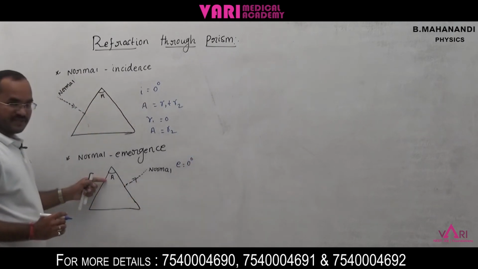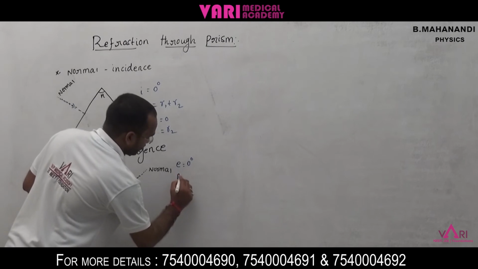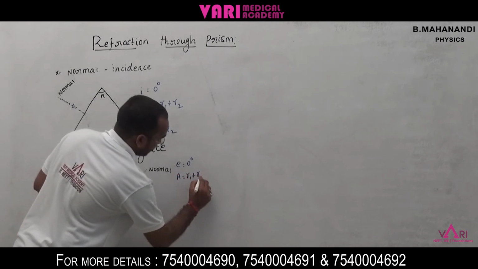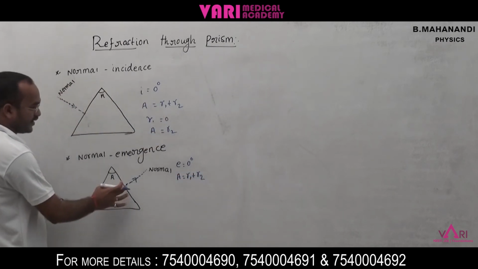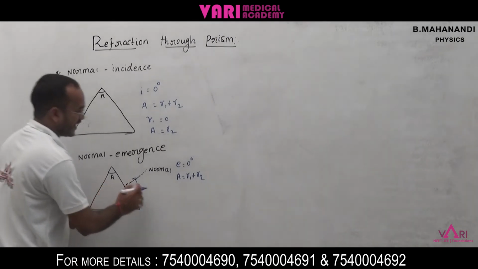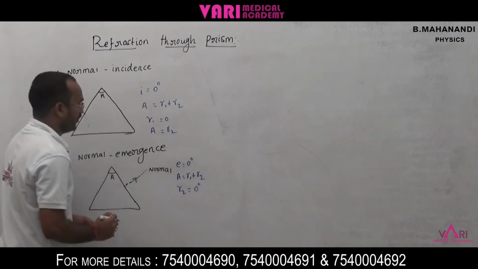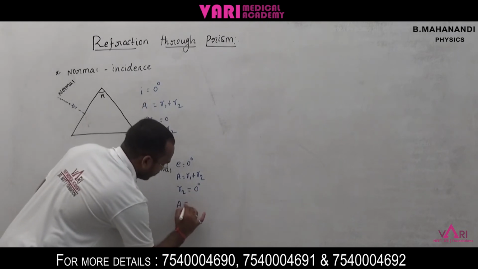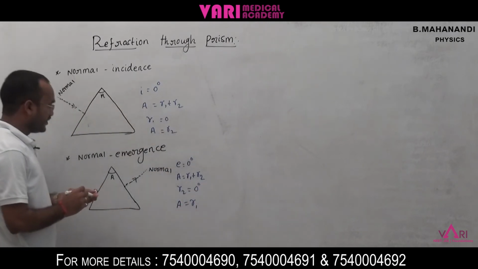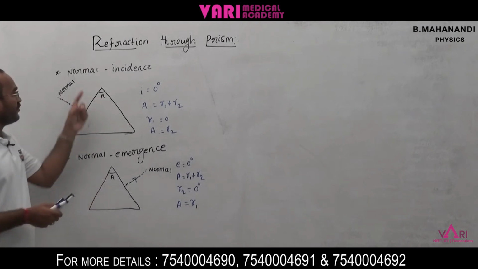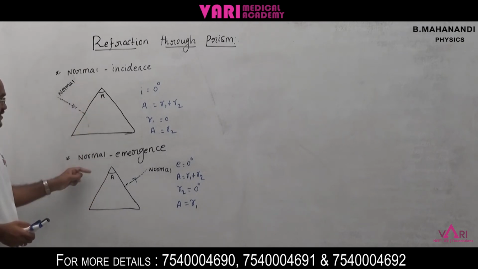The angle of the prism formula: A equals R1 plus R2. Here the refraction angle R2 equals 0 degrees, so A equals R1. Same as before, normal incidence is finished, normal emergence is finished.